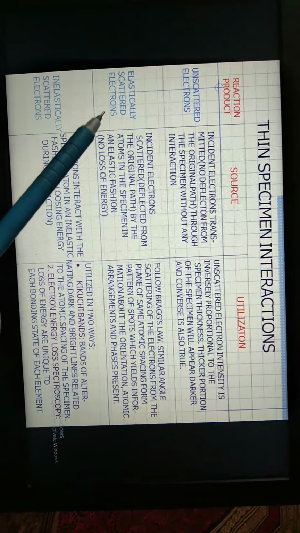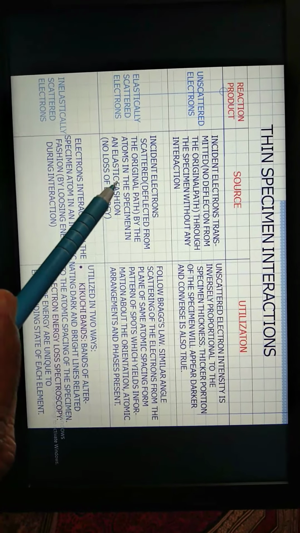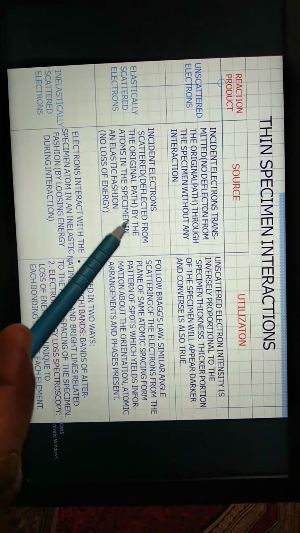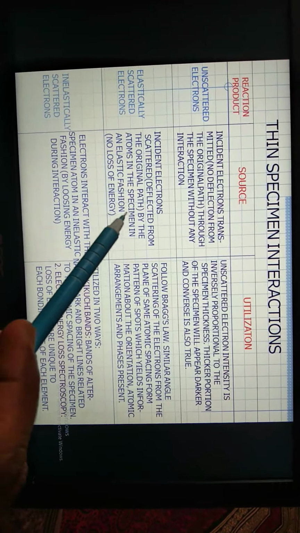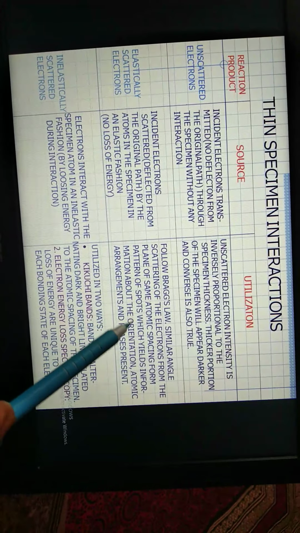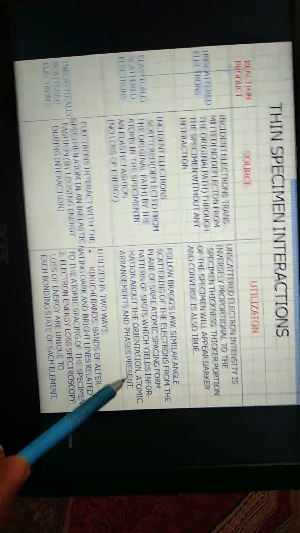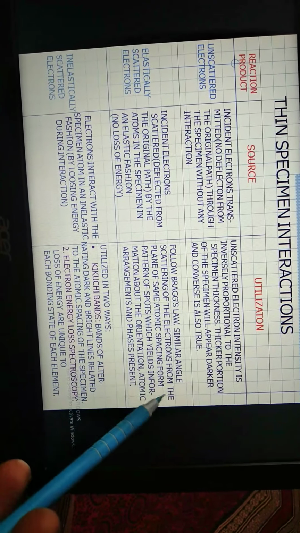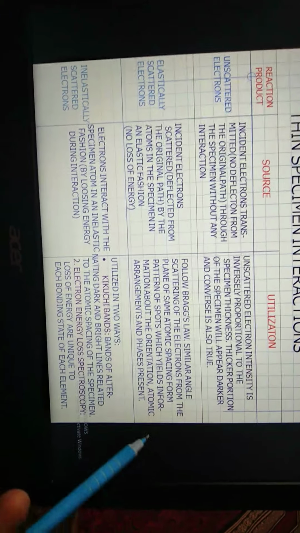Next is the elastically scattered electrons, how they are formed. When the incident electron beams are scattered by the atoms in the specimen in an elastic fashion, meaning there is no loss of energy or no gain of energy. From this we get information such as the orientation, atomic arrangement and phases present among the atoms of the crystal, and this depends upon Bragg's law.